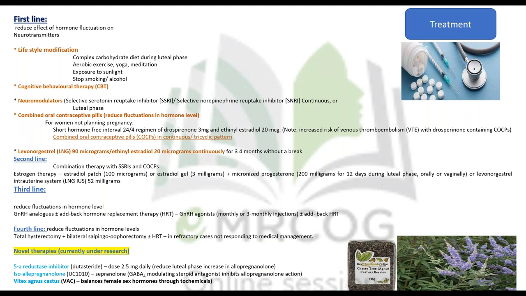Are we clear so far? So all of this comes in the first line treatment, and in the first line treatment I can use a combination of lifestyle modification, CBT, neuromodulation, or hormonal treatment if the woman does not want pregnancy at the moment, and the hormonal can be COC or estradiol plus Mirena, right? Are we clear so far? I hope we are.